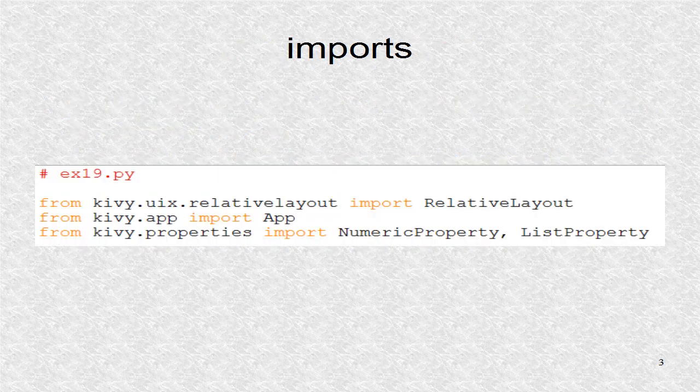3. The first two imports are the imports for the root class and the app class. We can see the root widget is RelativeLayout. The third line imports two classes from the kivy.properties module. These will allow our number and our list Python objects to become Kivy properties.